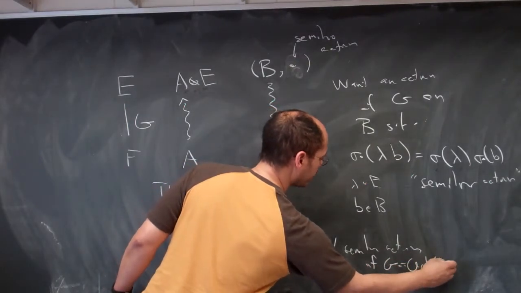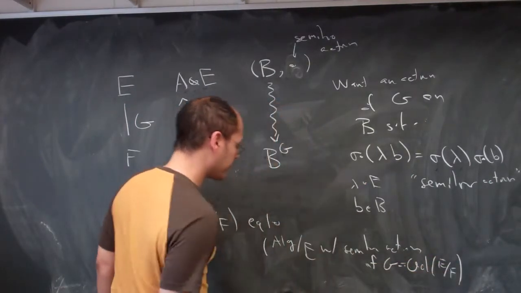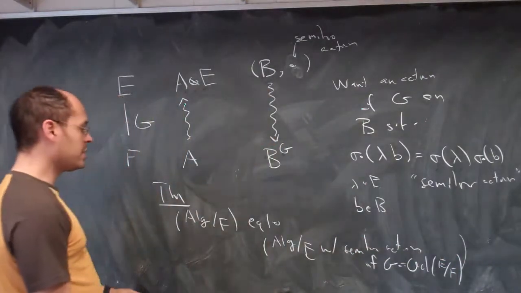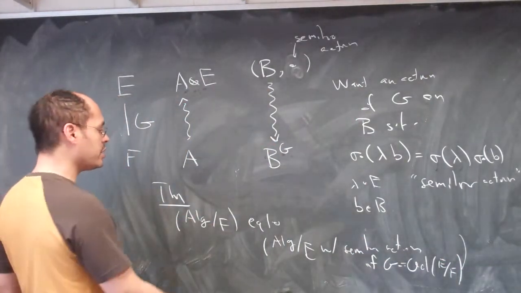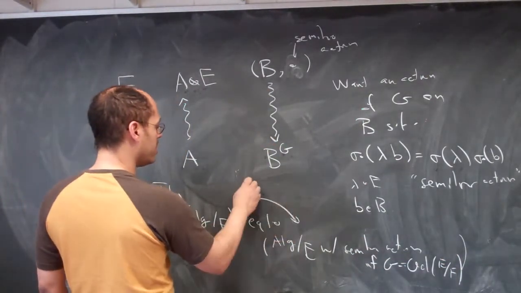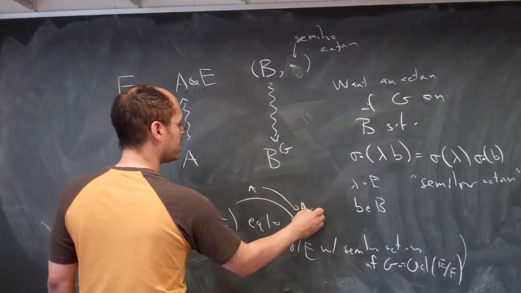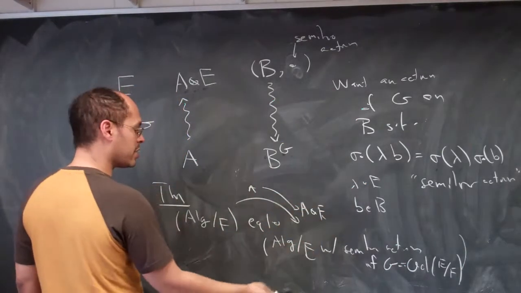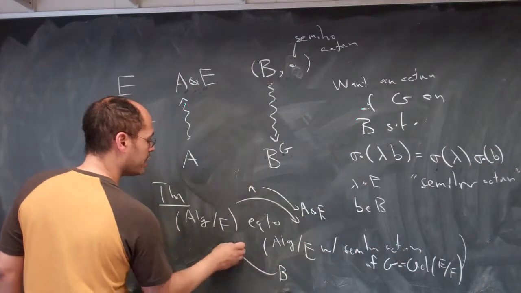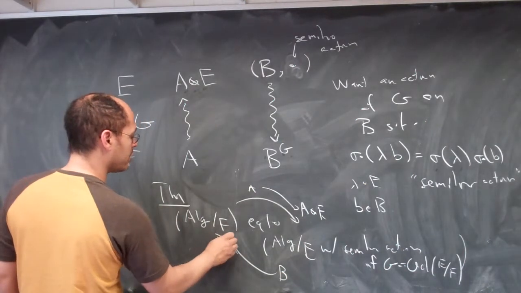Of the Galois group. And so descent says that this is an equivalence of categories where we have, on the one hand, taking an algebra A to A tensor L with the standard action on the second component, and on the other side, B goes to the G invariants of B.